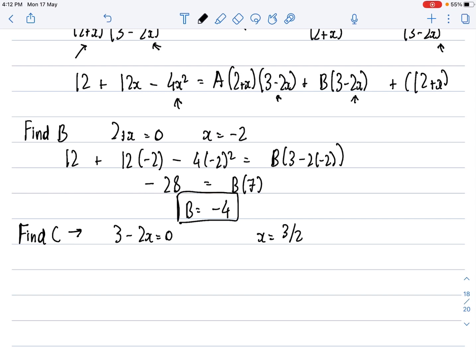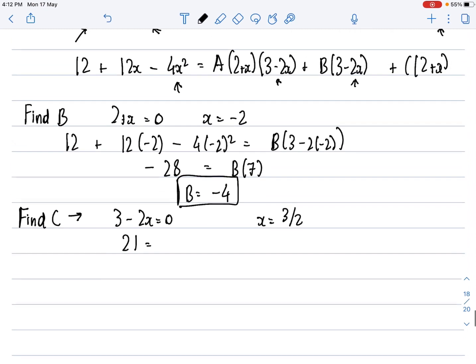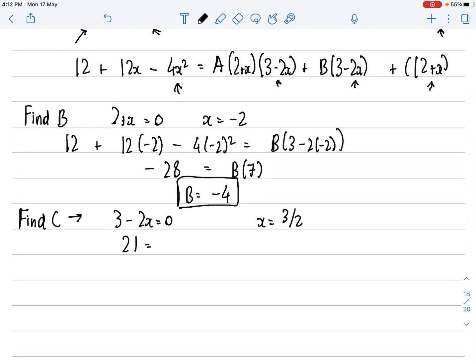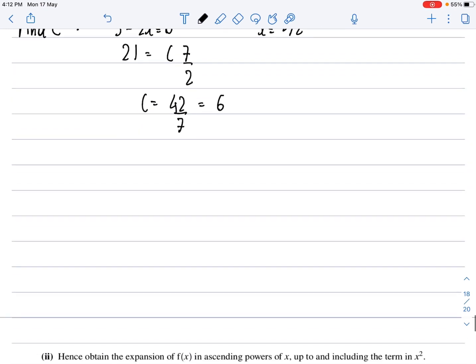Just do it, I'm solving it too. 3 over 2, the whole square. So yeah, I get 21, which is now equal to, in the place of C, just put 2 plus 3 over 2, which will give you 7 by 2. So I get 7 by 2 here. So basically I'll get my C as 42 by 7, which will give me my C as 6.